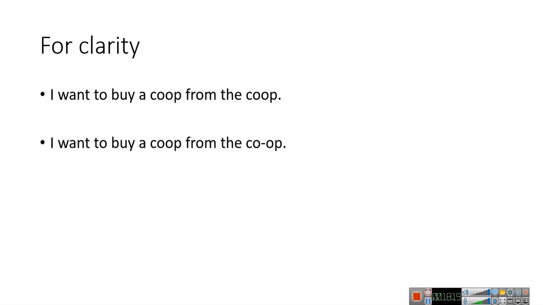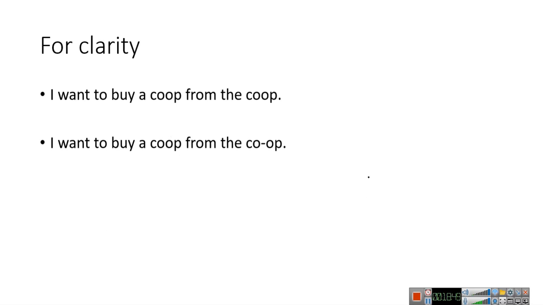Now we're going to do some exercise that clarifies the use of the hyphen in terms of clarity, and I have these two examples. I want to buy a coupe from the co-op. Do you know what a coupe is, Juli? Like, I don't know, teacher.